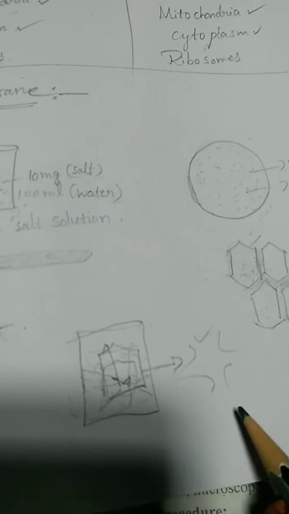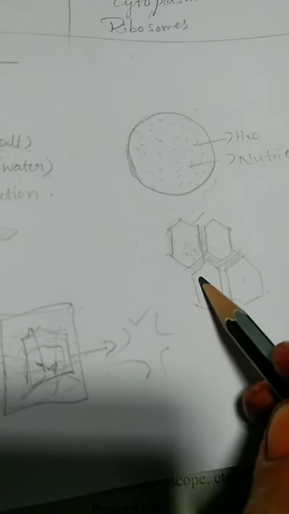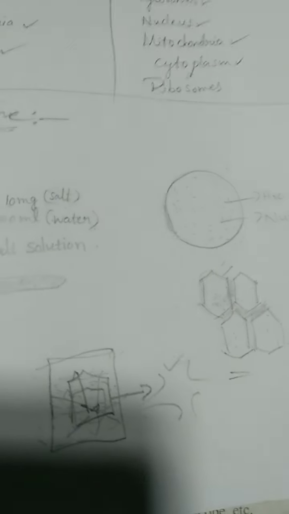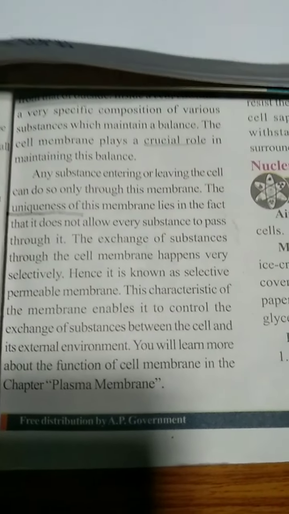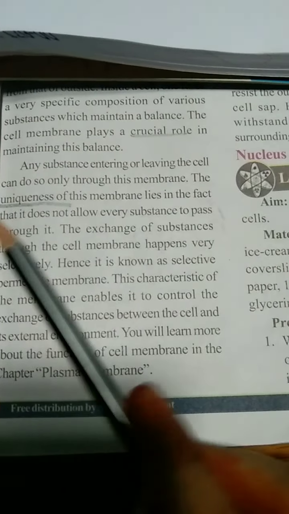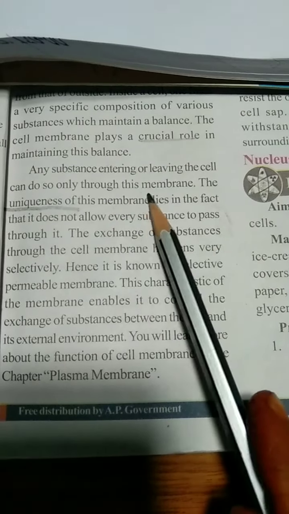That's why the balance should always be there between the cells, and the external and internal environment should always be in equilibrium. Okay, and then one more characteristic we are going to discuss is about the cell membrane, that is, any substance entering or leaving the cell can do so only through this membrane.